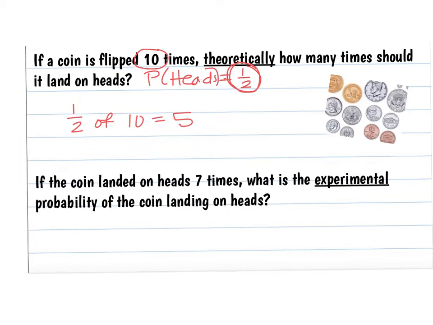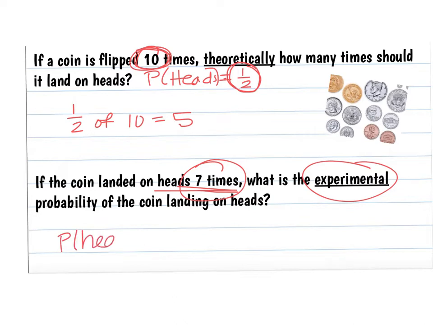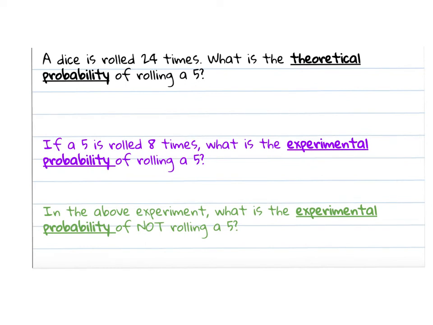If the coin landed on heads 7 times, what is the experimental probability of the coin landing on heads? So we flipped it 10 times, 7 of the times it was heads, so the experimental probability of heads was 7 out of 10, because it landed on it 7 times and they flipped it 10 times. Then we write it in simplest form, which it's already in simplest form. So 70% of the time, or 70% of the flips, it landed on heads. Okay, let's look at a couple more examples.